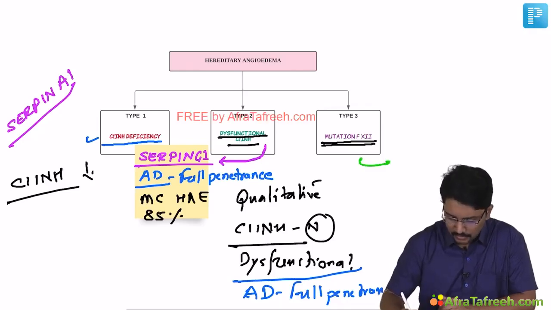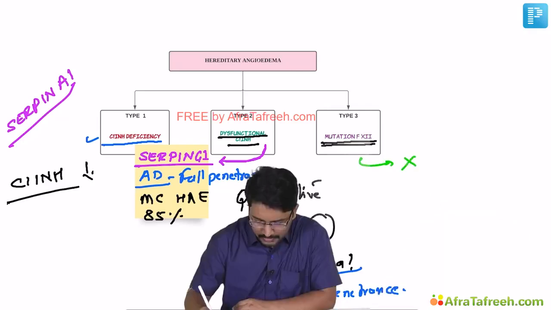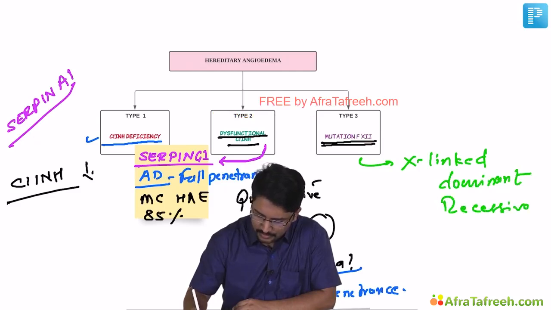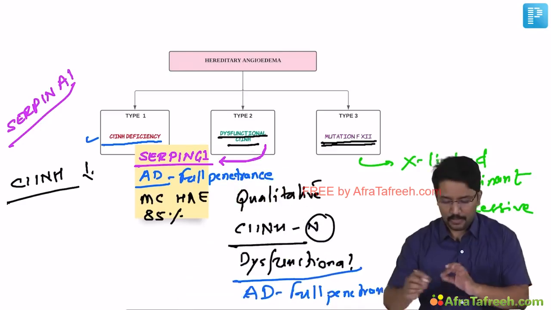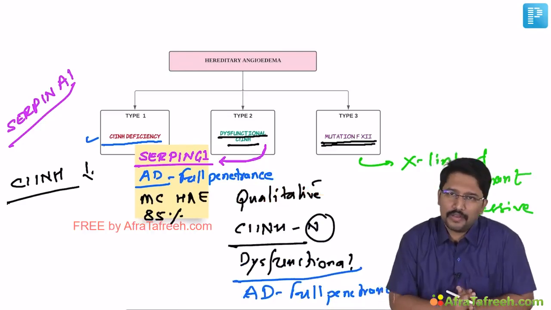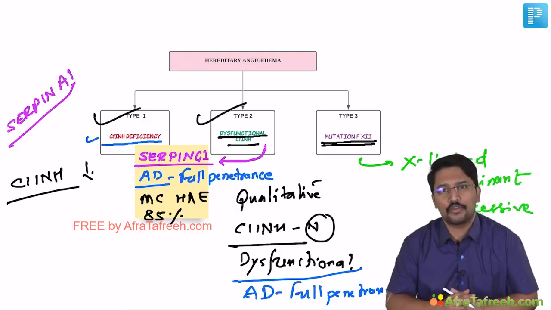Various modes of inheritance have been described with type 3. A few authors have described X-linked dominant inheritance. A few have described recessive inheritance. And there are several studies documenting factor 12 mutations inherited as an autosomal dominant condition. But overall, all three types often have a strong family history, especially type 1 and type 2, because of fully penetrant autosomal dominant mutations.